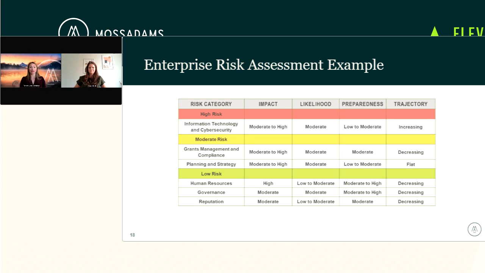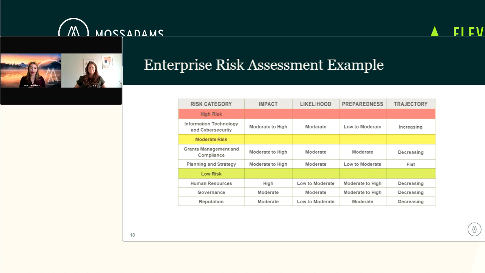So maybe they haven't done cybersecurity training. Maybe they haven't done penetration testing. Maybe they haven't taken some of those steps to proactively identify where their risks are here. And then because of that, their risk trajectory is also increasing. We all know cybersecurity incidents are generally increasing. So all of that information then feeds into why this category is considered high risk.